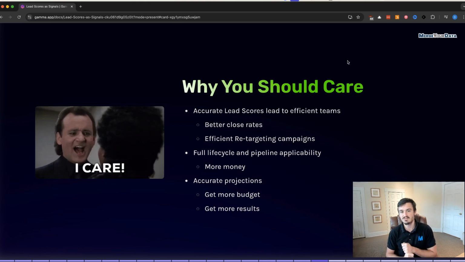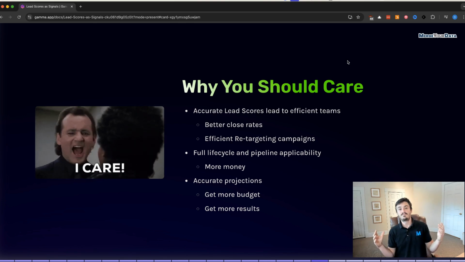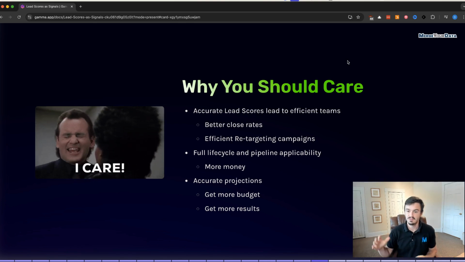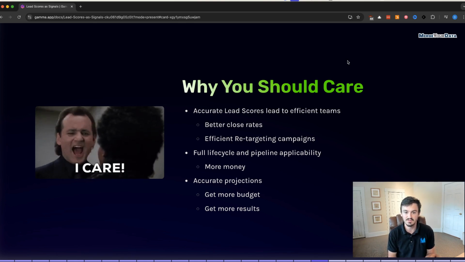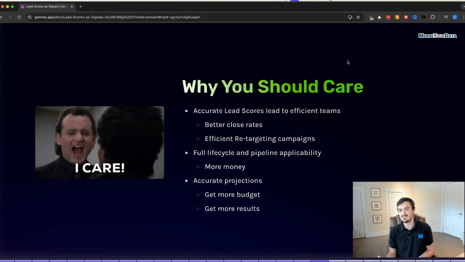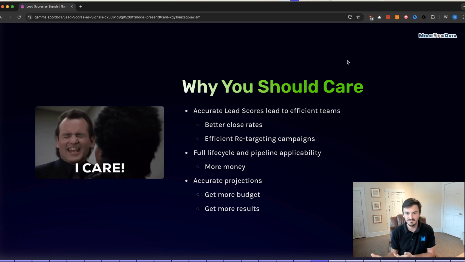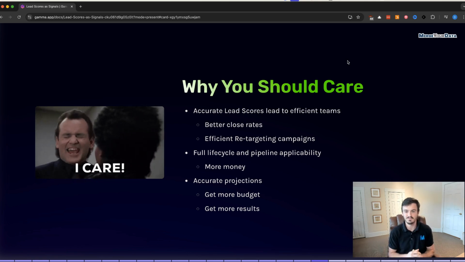Better close rates for sales because you know who to focus on. You're not wasting time on bad prospects. If you do have time, for whatever reason, you can always go back and focus on the worst fit prospects, so the ones that really didn't show that they were going to convert to a customer. And you can always automate a downsell portion or a non-fit type sequence, whatever you want to do. So it leads to better close rates because you're focusing on people who are going to be successful in converting.